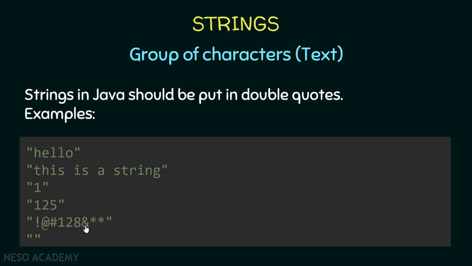And this over here is also a string. It contains characters between double quotes. So all the characters that you can see on your keyboard, whenever you put them between double quotes, they will be a string in Java, okay? And this over here is an empty string. As you can see, we have double quotes, but it is empty. So in summary, a string is a group of characters put between double quotes.